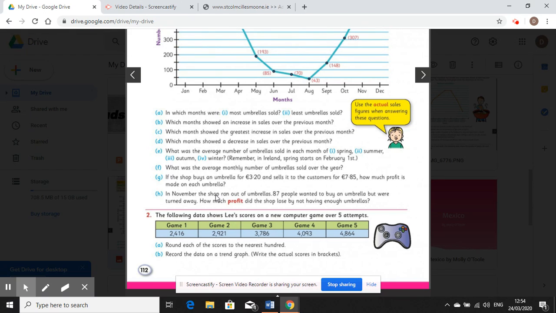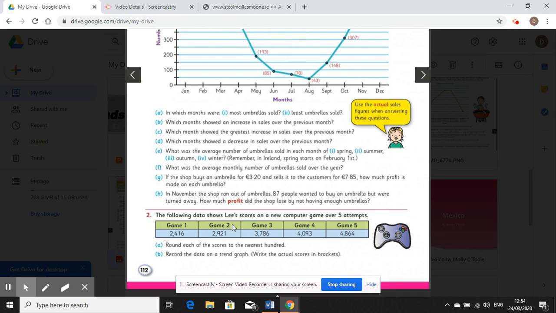H, in November, the shop ran out of umbrellas. 47 people wanted to buy an umbrella but were turned away. How much profit did the shop lose by not having enough umbrellas? So again, we're going to have to use the answer in question G to help us with this question. And you probably want to guess what's going to happen next, where we're going to multiply or divide or add or subtract. What do you think we might have to do? So think about that one.